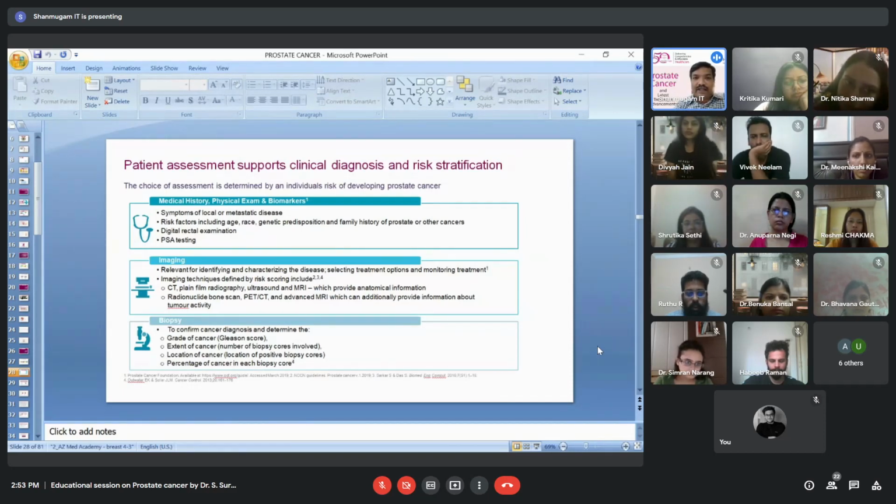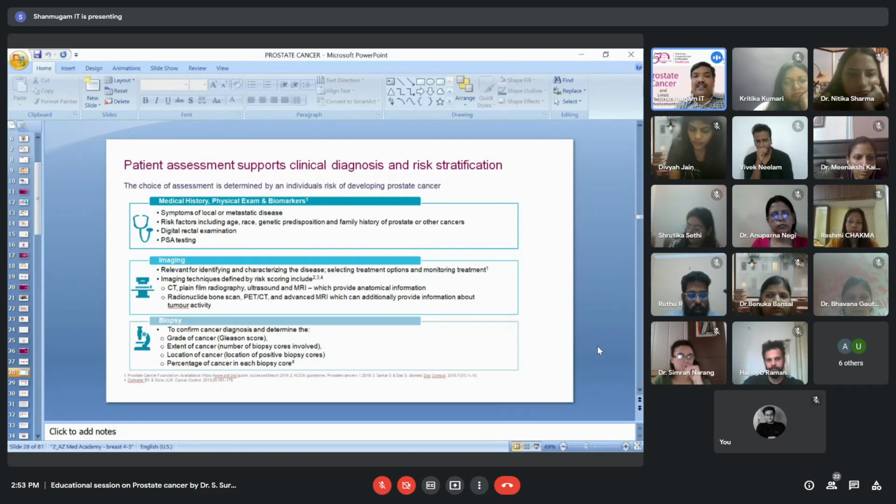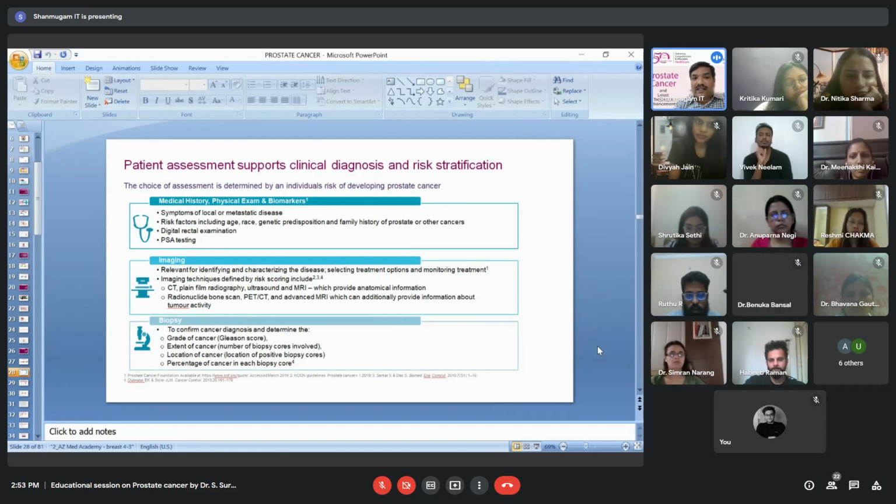So we need to have a very thorough medical history, physical examination, biomarker testing, imaging, and a biopsy. When it comes to biopsy, we need to know the Gleason score, that is the grade of cancer, which I will be discussing now. Also the extent of cancer: sextant biopsy, that was a 6-core biopsy, has now increased to a 10-core biopsy, along with the location of cancer and the percentage of cancer in each biopsy. So this all will give us an idea of whether the patient is low risk, intermediate risk, or high risk.